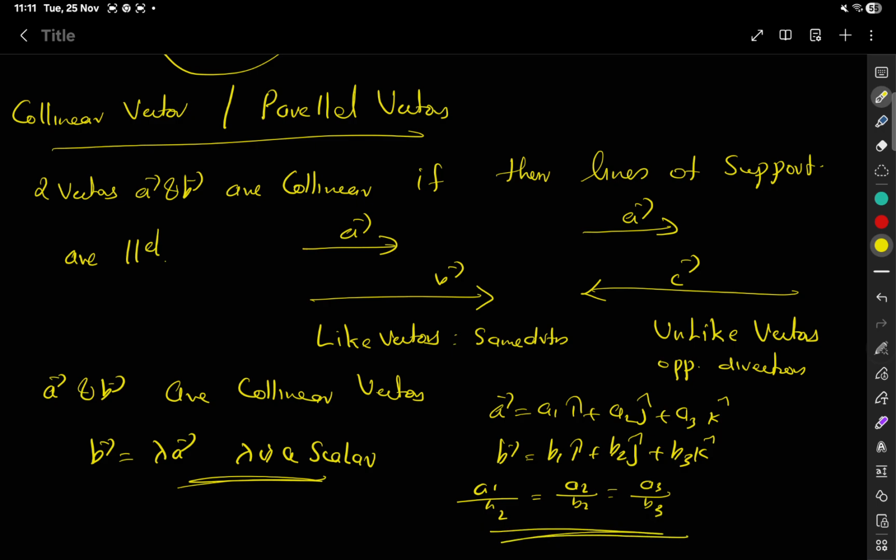So that is collinear vectors or parallel vectors. Okay, if lambda is positive, what will happen? If lambda is positive, these two vectors are like. If lambda is negative, they are unlike vectors. Clear? So that's the case.